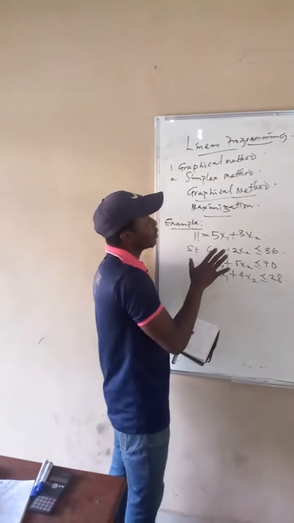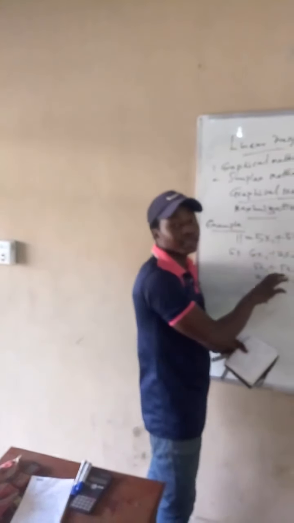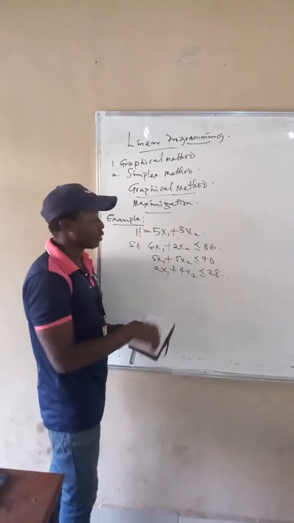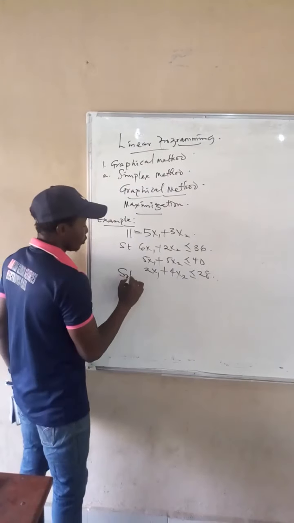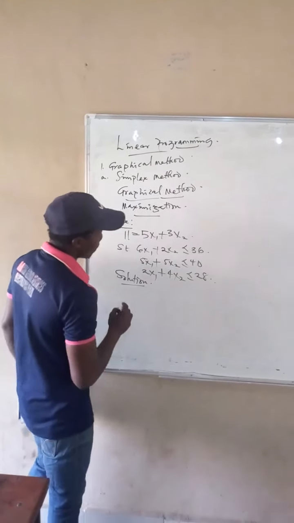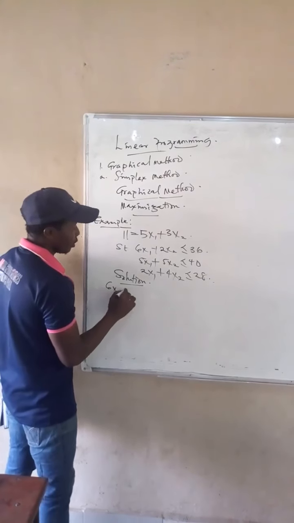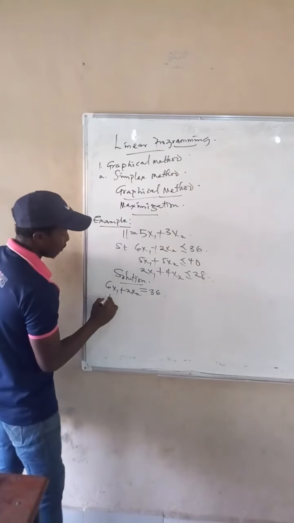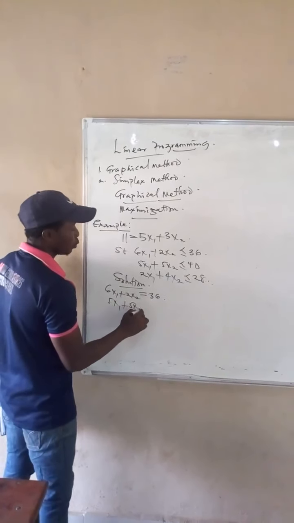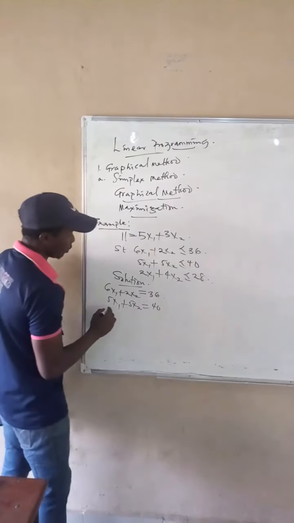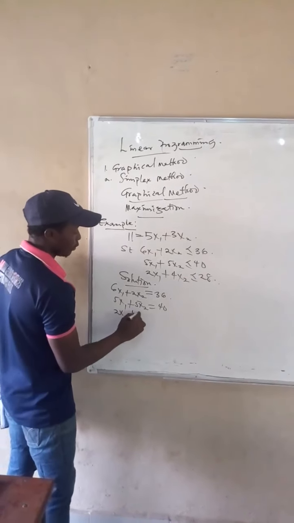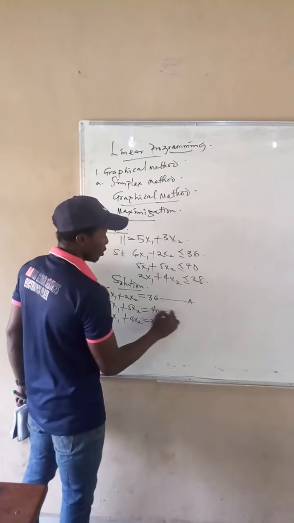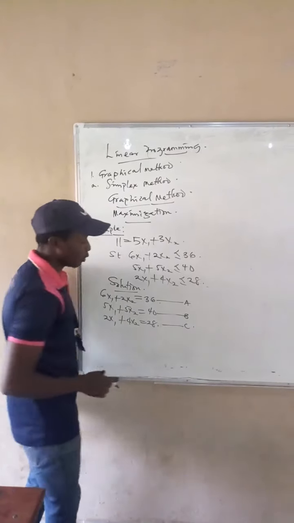But before we start maximizing under the graphical method, we go to the constraints. Going to the constraints, we pick the constraints one after the other and equate them to the constant. Solution. The first one, we have 6x1 plus 2x2 equals 36. Then we have 5x1 plus 5x2 equals 40, and 2x1 plus 4x2 equals 28. You can call these constraint A, constraint B, and constraint C.